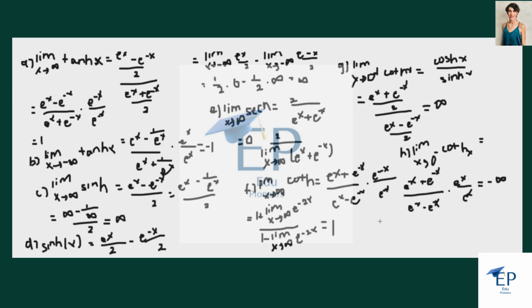For part I, we're also dealing with limits again, but this time for cosecant as x approaches negative infinity. This is 1 over sine, the hyperbolic function, which is equal to 2 over e to the x minus e to the negative x, which becomes equal to 0.